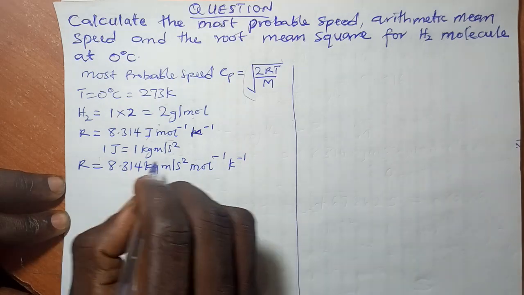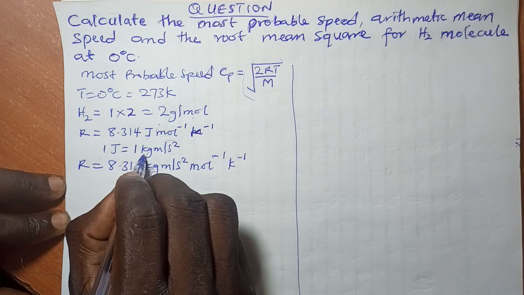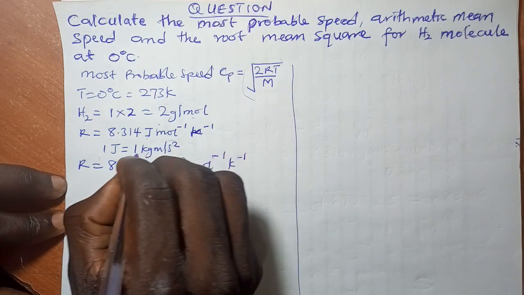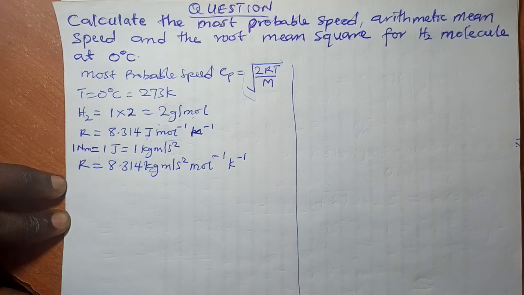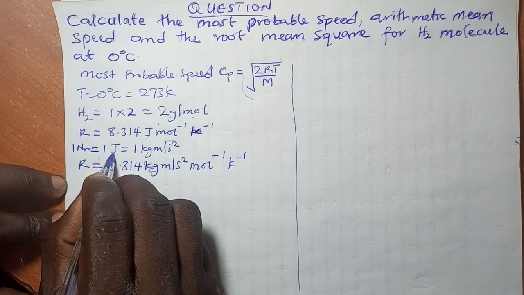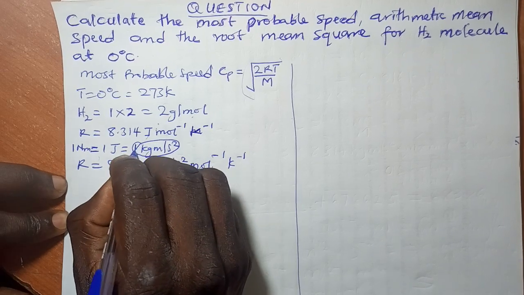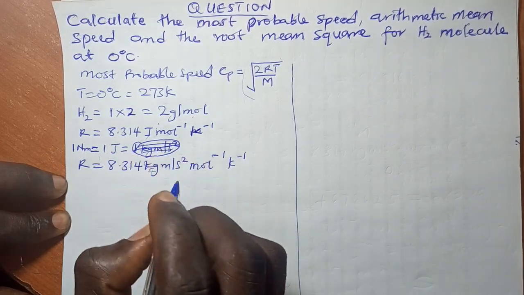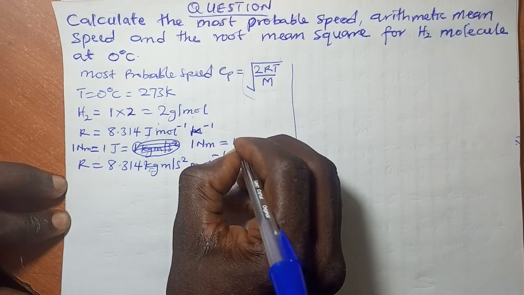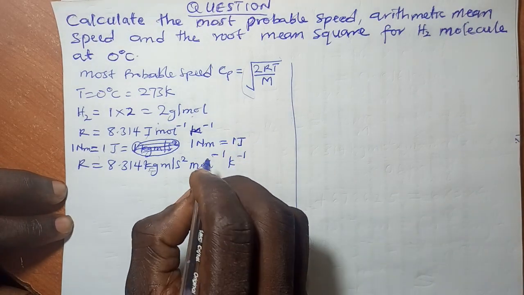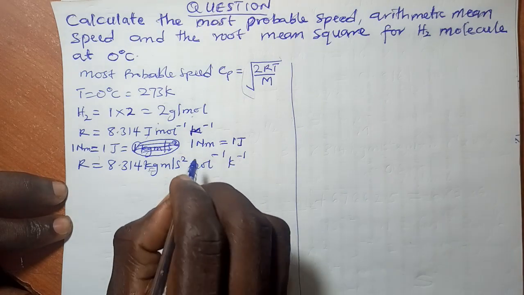I can also say that 1 joule is equal to 1 Newton meter. This is not correct, let me remove this. So what I mean is 1 Newton meter is equal to 1 joule. And it means that I can now, please understand, do not be confused, use this my R and say 8.314.